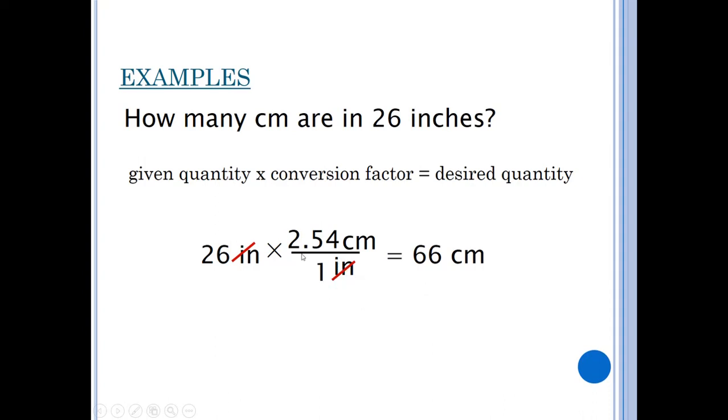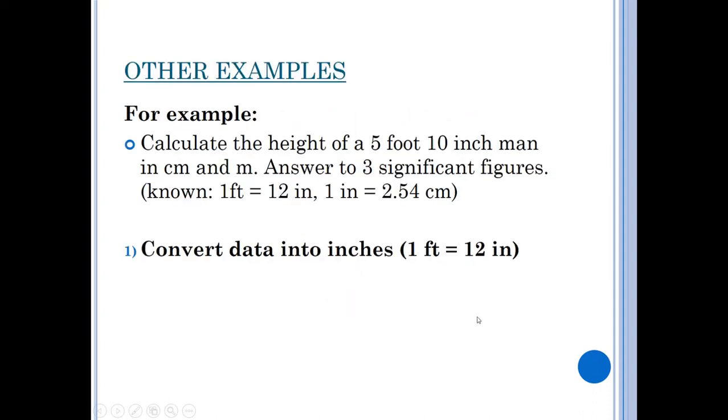You may ask why we put inch below the line: because you want to cancel the inch unit.